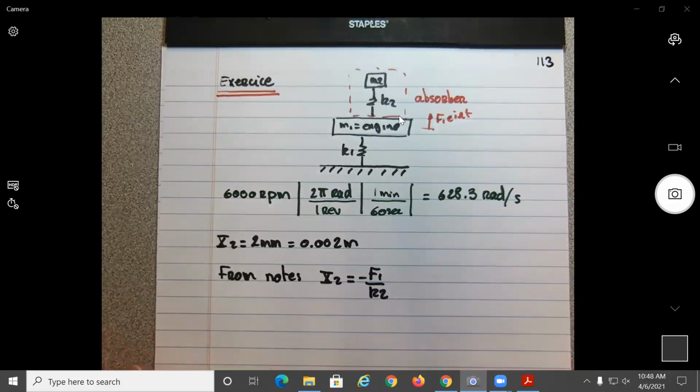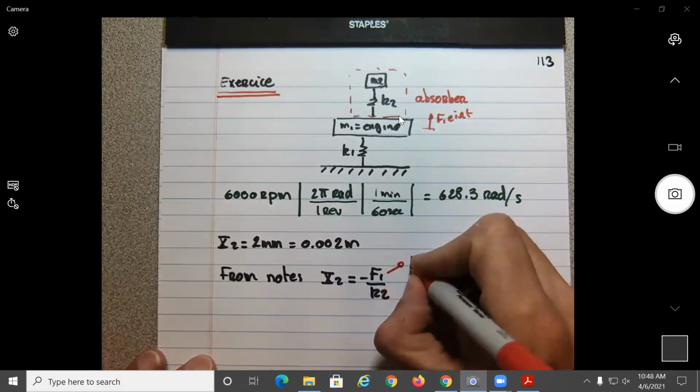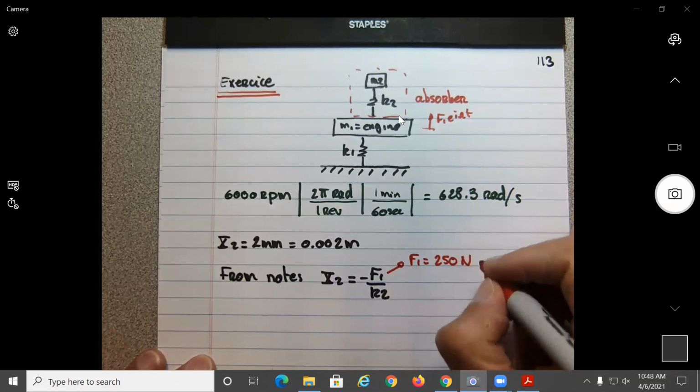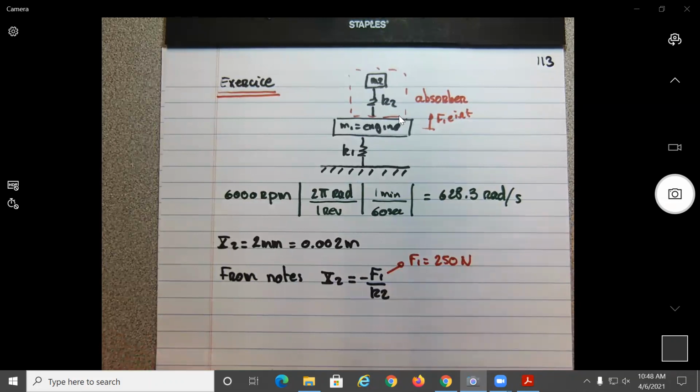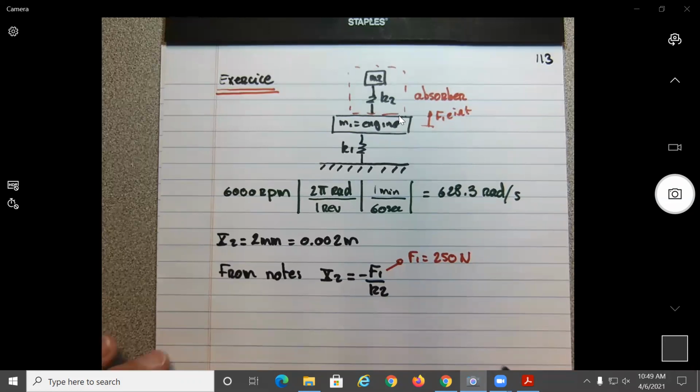So basically, we know here F1 here is 250 newtons. So that's interesting. Let's solve it in a different way. I hope he's gonna get the same thing. Because now we need to solve for K2, no? So we could solve just from K2 over here. All right. So here solving.